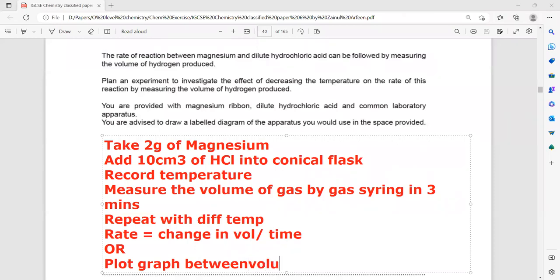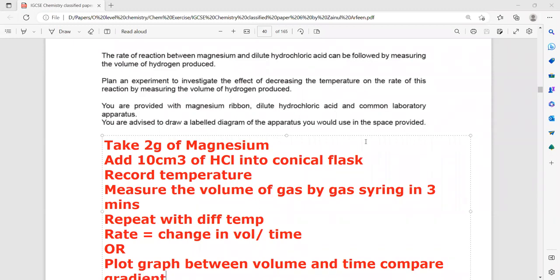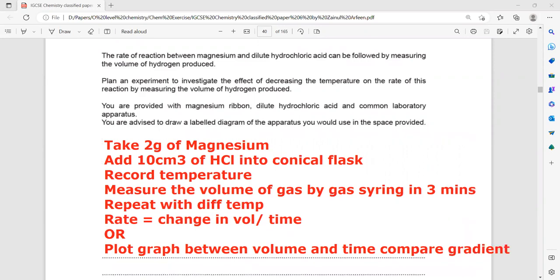So plot a graph between volume and time and compare the gradient. The one which has a steeper slope means a faster rate. So that's how we can work out the rate, or the speed, of the chemical reaction, and how the temperature affects the rate.